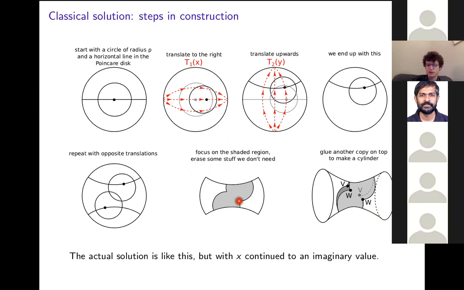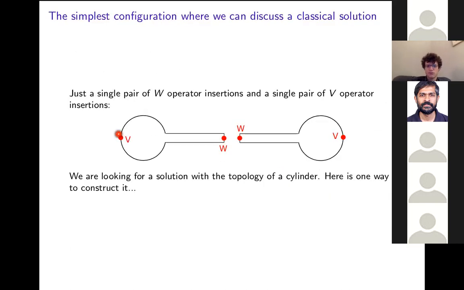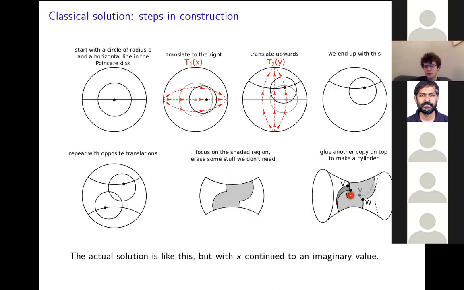And that's basically what the solution looks like. At these corners, the V operators and W operators are inserted. I don't know how clear it is from the picture, but the boundary of the gray region is supposed to be the time contour. The two time contours are the boundaries of the gray region. Each one has one W and one V operator in it.